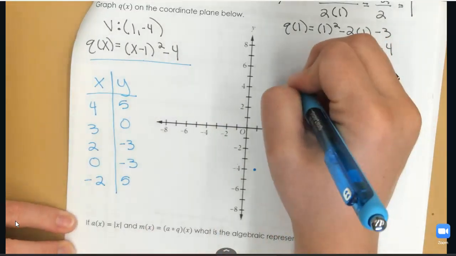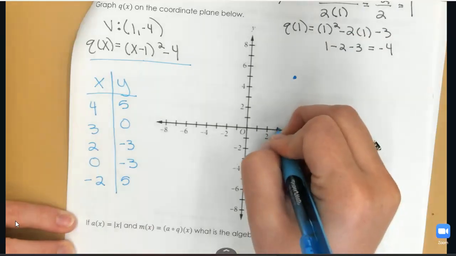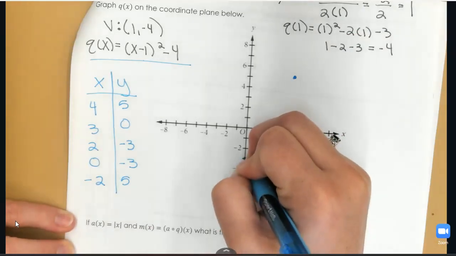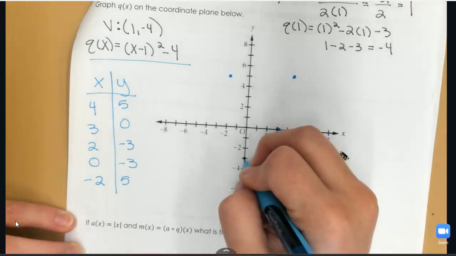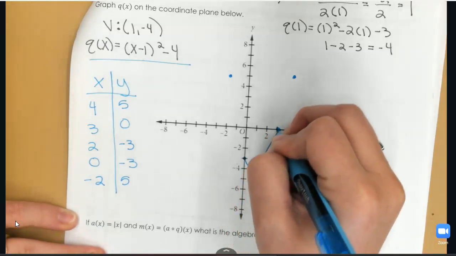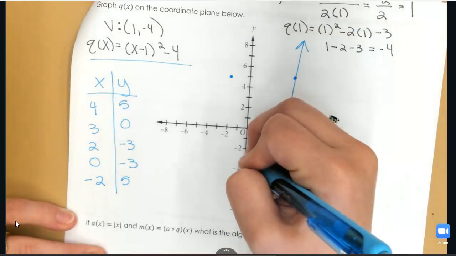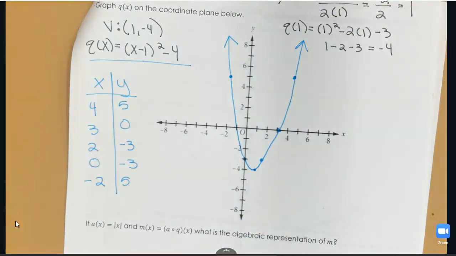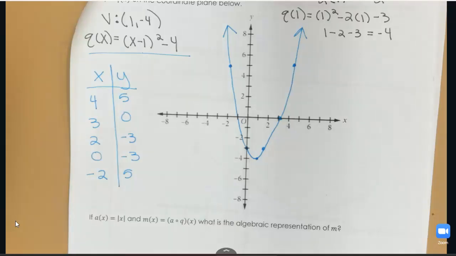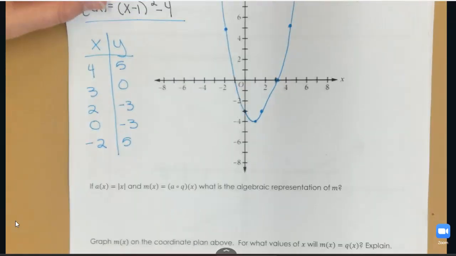So that gives me a good amount of points to get on my graph here. And I can connect those dots as best as I can. And there is my not perfect parabola. But nonetheless, a of x is still the absolute value of x.